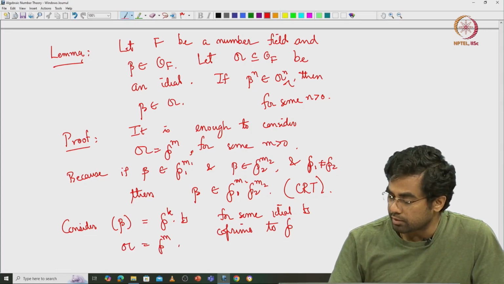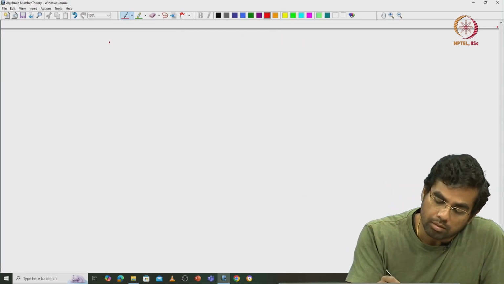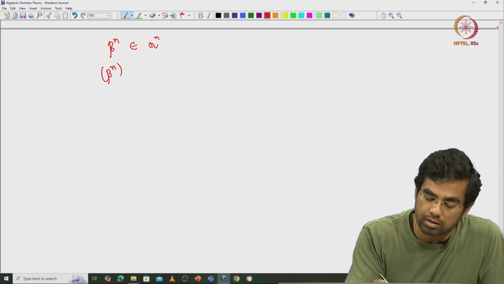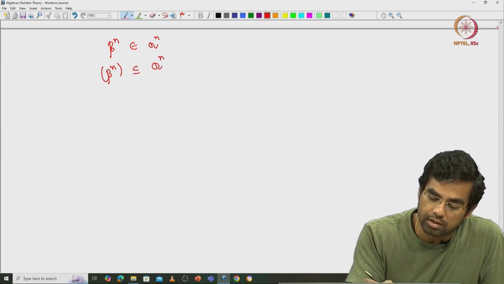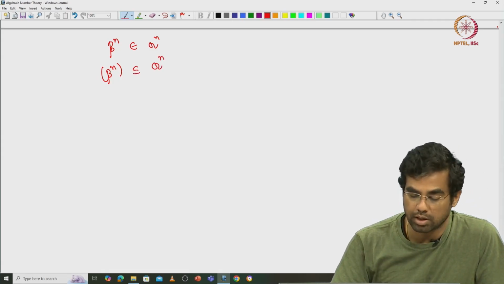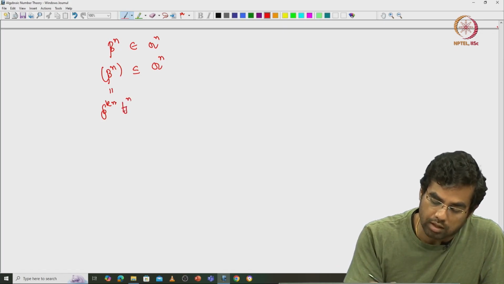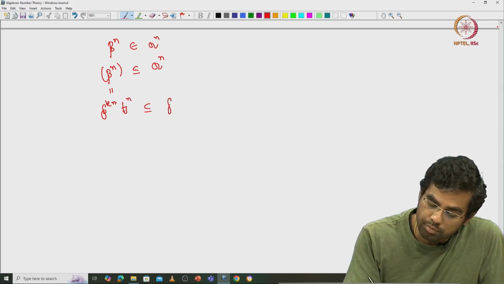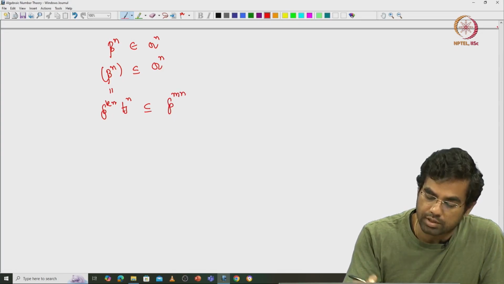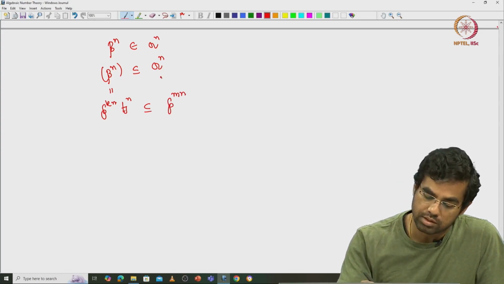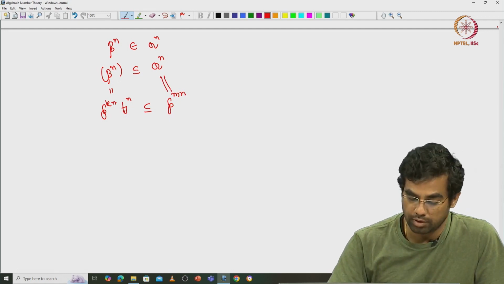Now, what am I given? I am given that beta to the power n belongs to A to the power n, which means that the ideal generated by beta to the n is contained in the ideal A to the n, right. But what is this ideal? This is P to the power k n times B to the n, okay. And this thing is contained in P to the power m times n, right. This is equal to this ideal, all right.